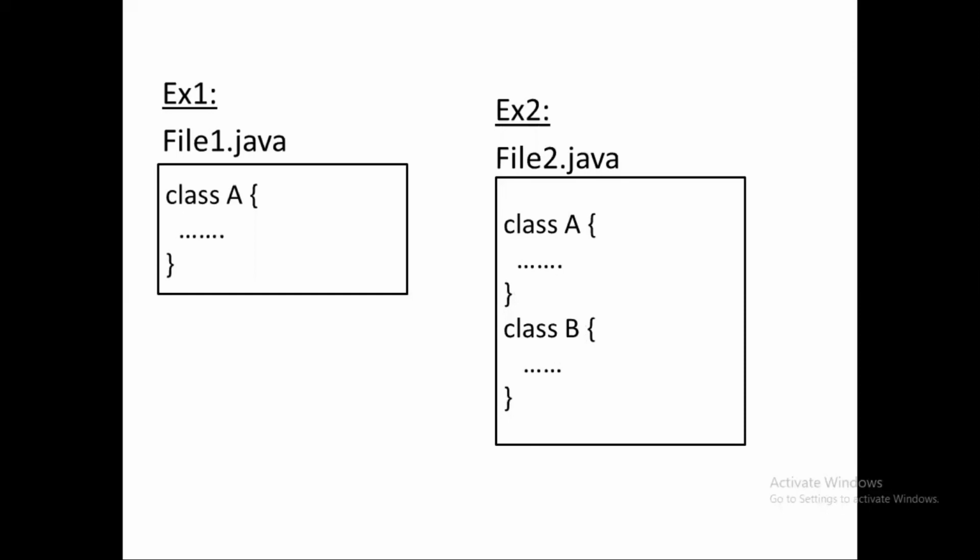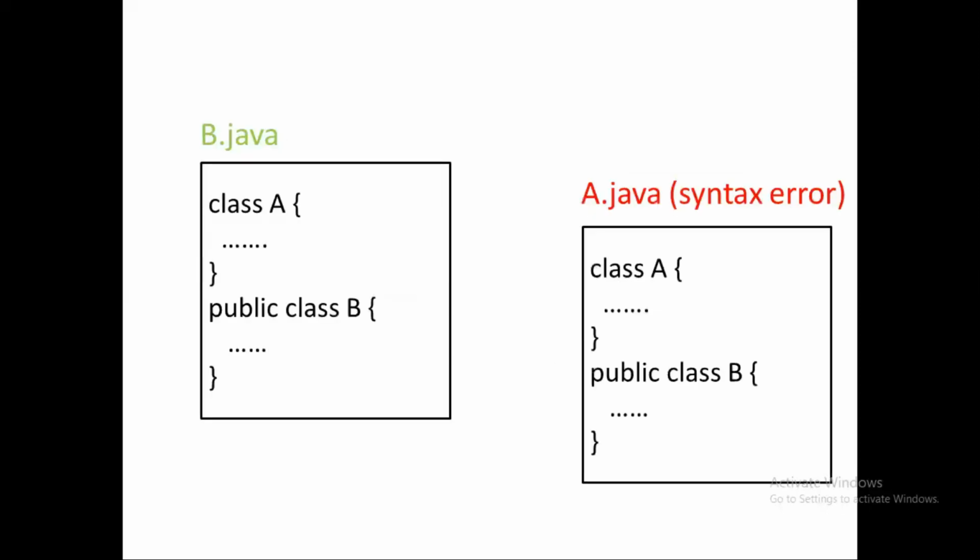Okay. And the file name could be anything. And here we have one condition: if you define a class as public, the public class name and file name must be the same. You can write n number of classes in a file. If you write a public class, the public class name and file name must be the same. So here it is valid.